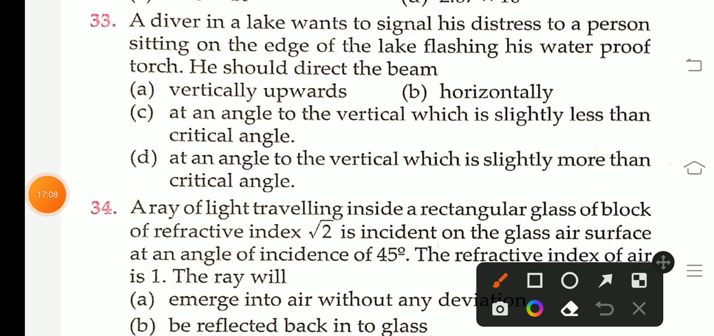Next, a diver in a lake wants to signal his distress to a person sitting on the edge of the lake, flashing his waterproof torch. He should direct the beam. Right answer option C: at an angle to the vertical which is slightly less than the critical angle.